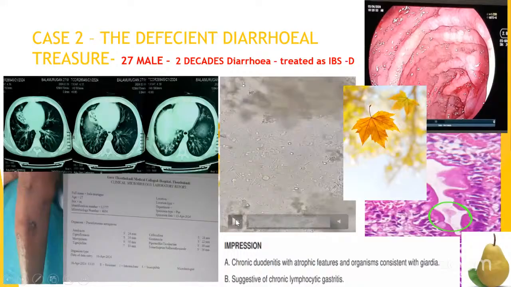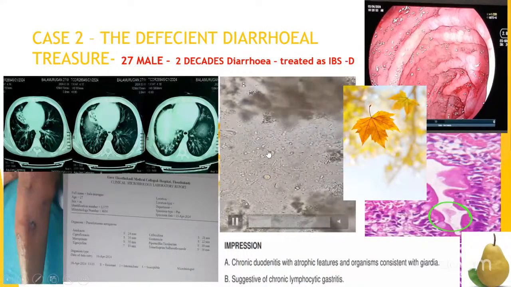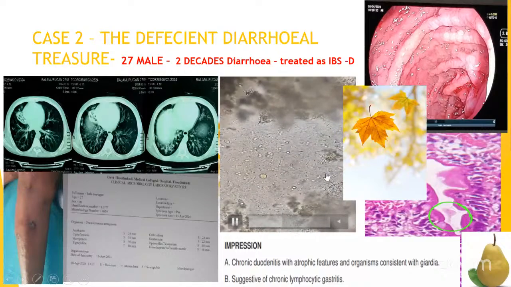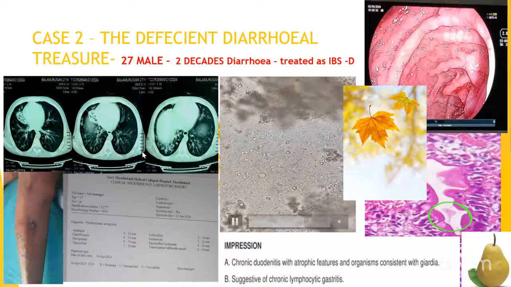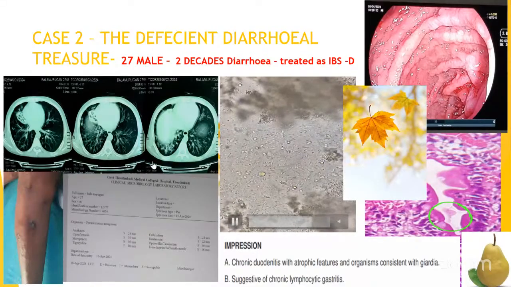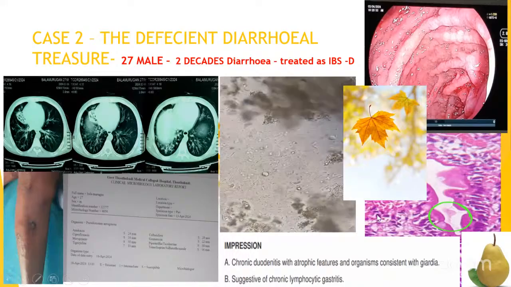In a local hospital, he presented to us with diarrhea. On stool microscopy examination, we could make out giardias. This is fallen leaf motility of giardia. When I extensively evaluated, he had pulmonary involvement as well as involvement of the duodenum as well as the large bowel. Biopsy showed Giardia lamblia in the lumen of D2 as well as lymphocytic gastritis.